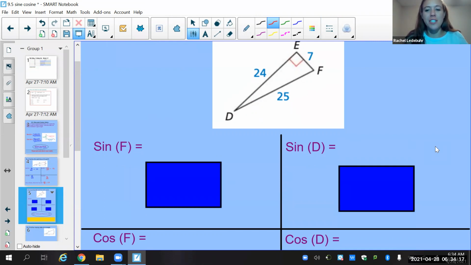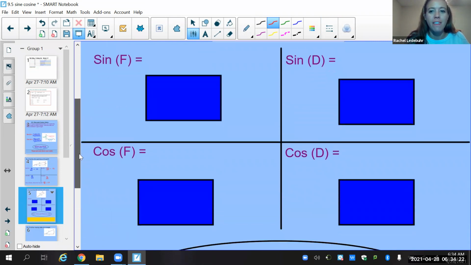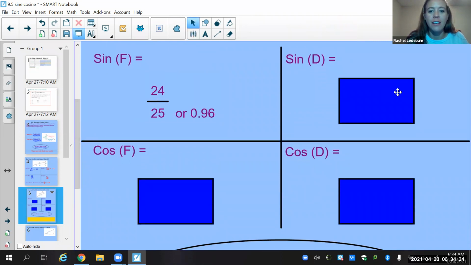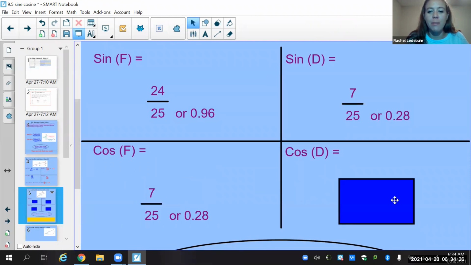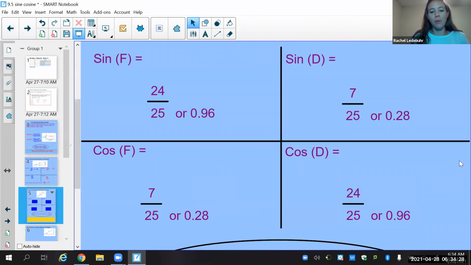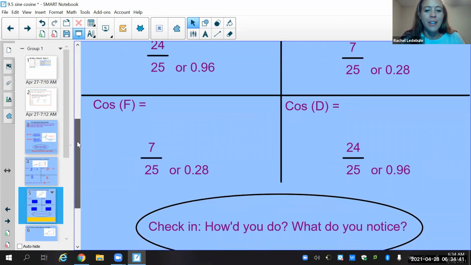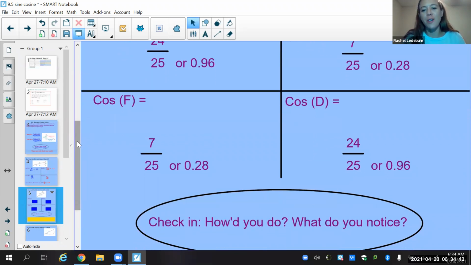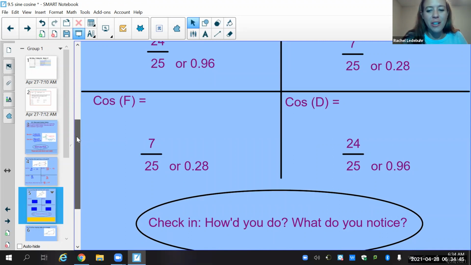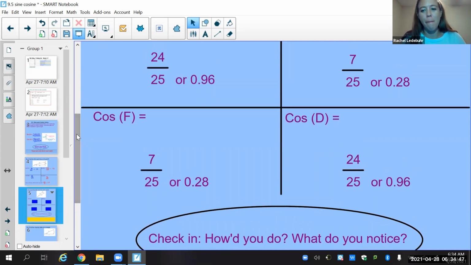All right, time to check your answers. Let's see how you're doing with SOHCAHTOA. So check your answers with mine. I have it both in fraction form or the decimal, whichever route you went. And drop me a note in the Edpuzzle. How did you do? Okay, well, I have another Edpuzzle question for you. What do you notice by looking at these numbers?